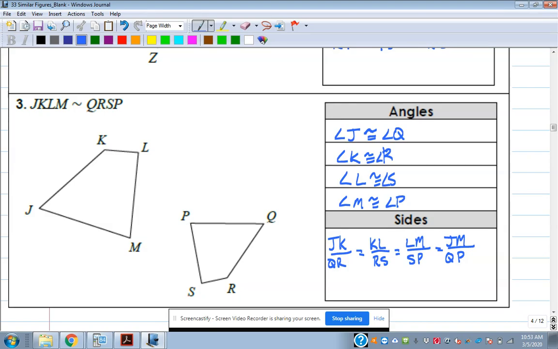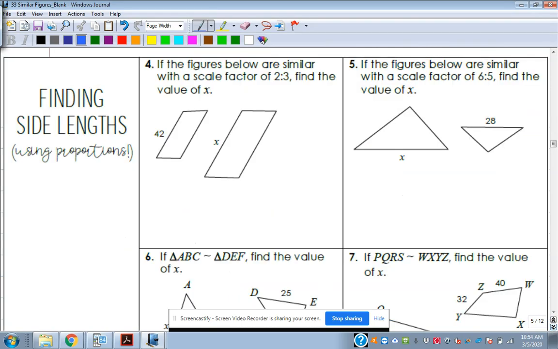Yeah, you can go through the similarity statement there, and you don't technically have to have a picture, as we're going to see when we get into our examples here. Number 4 there. All right, let's look at those. Number 4, the figures below are similar with a scale factor of 2 to 3. Find the value of x.